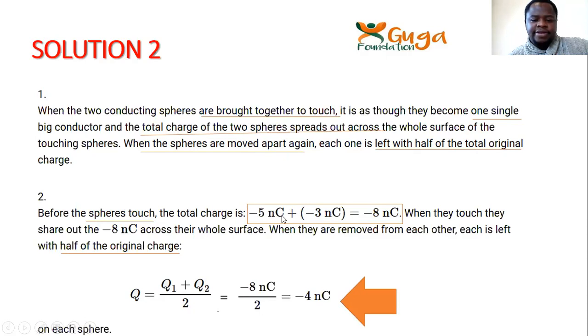So now here, you have to get the total charge between -5 nanocoulomb plus -3 nanocoulomb, which is equal to -8 nanocoulomb. Here you get the total, and then you divide the total by 2. So it will be -8 nanocoulomb divided by 2, which is -4 nanocoulomb. So when they separate, each sphere will have -4 nanocoulomb.